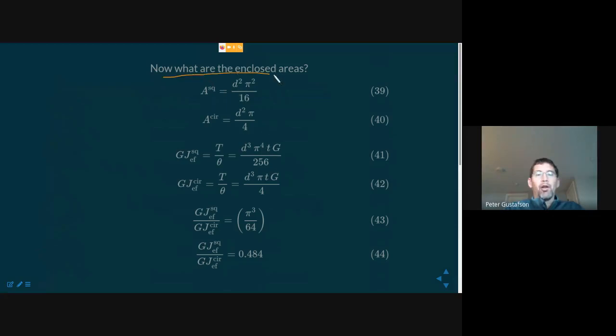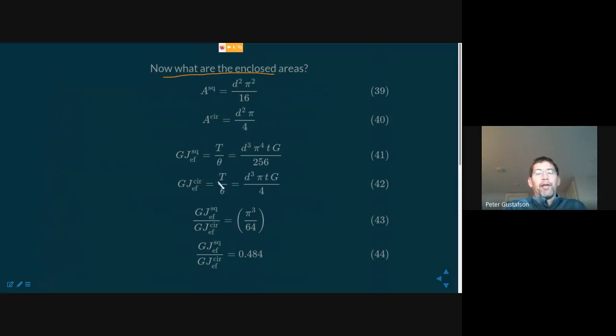Now, what about the enclosed areas? So now with the known values of B, the area of a square is B squared. We now know what B is, so we square that. We get D squared pi squared over 16. The area of a circle is still going to be pi D squared over 4.